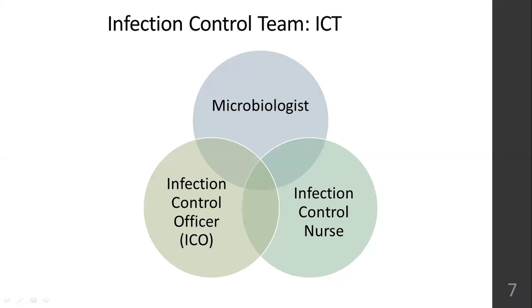So next, the core team is a microbiologist who leads this team. Under the microbiologist is the infection control officer who reports to the microbiologist, and the infection control nurse who reports to the infection control officer, who will in turn report to the microbiologist. Okay, so that is how the reporting system works. Infection control nurse will report to the officer, infection control officer will report to the microbiologist.